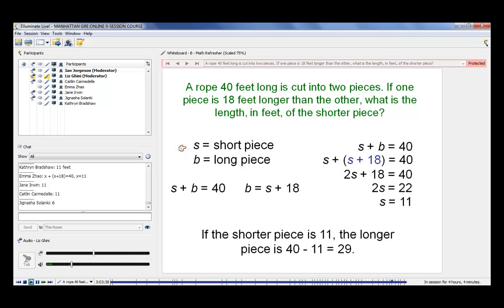I usually like to use letters that are easy, that I won't confuse. I'd confuse X and Y, so I might use S for short, B for long, or G for long, but here I've got S for short, B for big. S plus B is 40, that's this. B equals S plus 18.